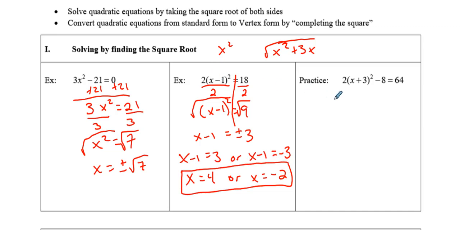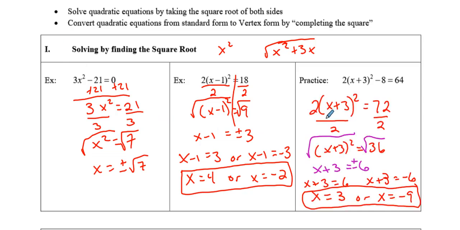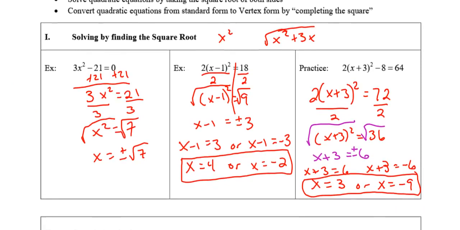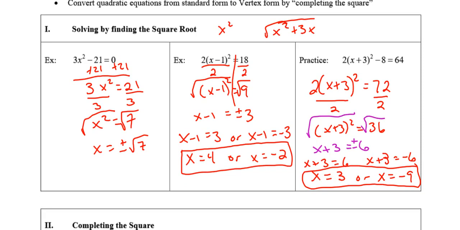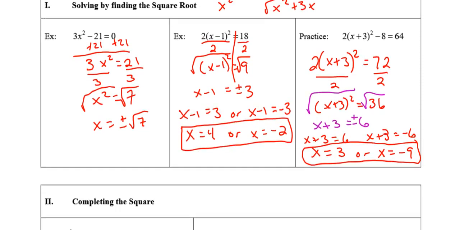All right, so pause the video, attempt this practice problem, and then I'll come back and show the work and show you what you should have got. So pause the video now. Okay, so you should have x equals 3 or x equals negative 9. If that is not what you got, you should pause the video, look back over my work, and check what you did and find out where you made the mistake. If you have questions, we'll talk about that tomorrow in class. And that's solving by finding the square root of both sides of an equation.